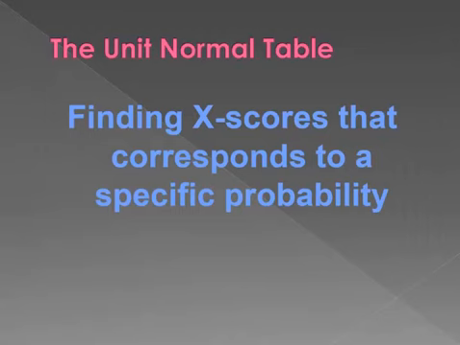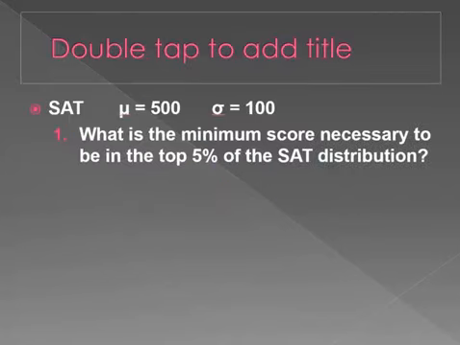Now, we might want to find the x scores that correspond to a specific probability from some distribution. Let's return to our SAT example, where we had a mean of 500 and a standard deviation of 100. And we're asking here, what is the minimum score necessary to be in the top 5% of the SAT? And again, we're going to be doing something very similar to what we did when we were finding the z-score that separated the top 25% from the bottom 75% of the distribution.